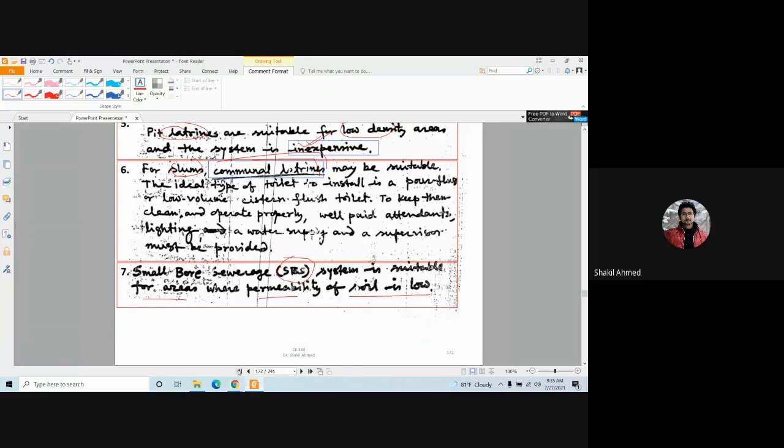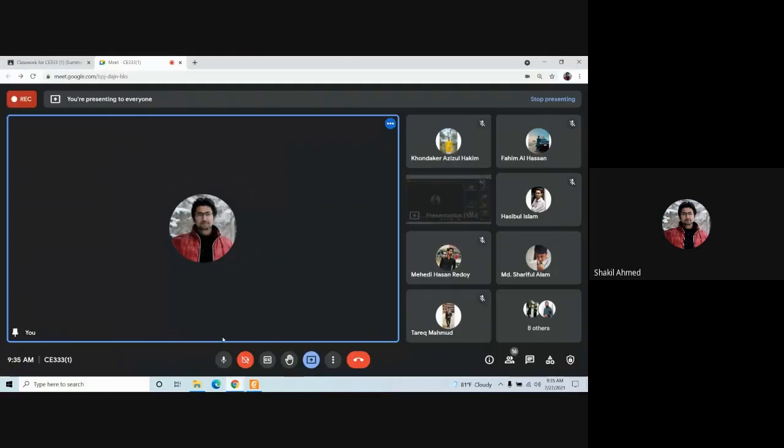Small bore sewer system. Why small bore? Because the pipe diameter requirement is smaller. So we need small bore. Clear, guys? Any questions?